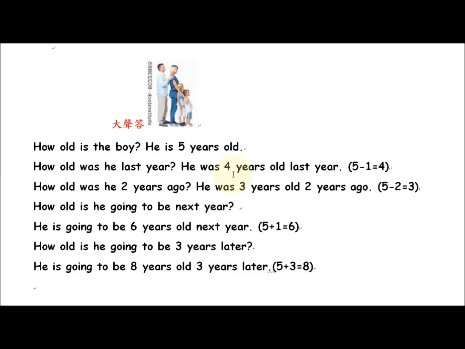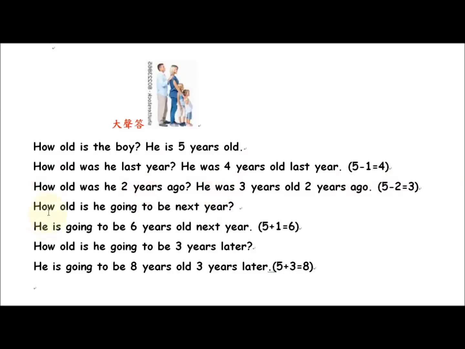How old is the boy? He is 5 years old. How old was he last year? He was 4 years old last year. 5 minus 1 equals 4. How old was he 2 years ago? He was 3 years old 2 years ago. 5 minus 2 equals 3.